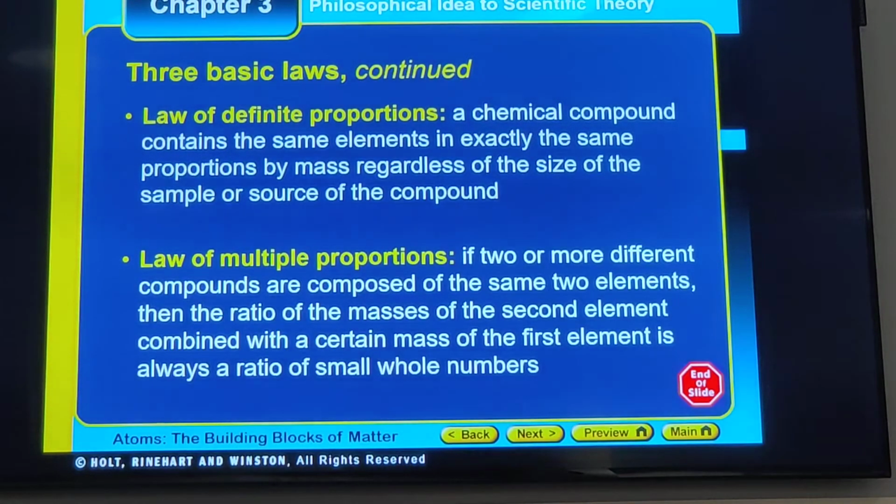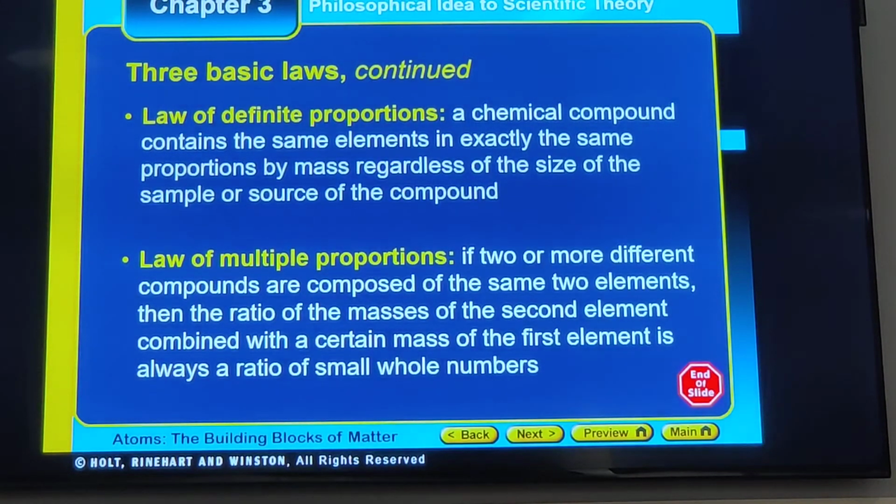Okay, now the law of multiple proportions is talking about more than one compound. Multiple. If you have two or more compounds that are composed of the same two elements, then the ratio of the masses of the second element combined with a certain mass of the first element is always a ratio of small whole numbers. I think we need to look at, like, if we have water, and then we have hydrogen peroxide.